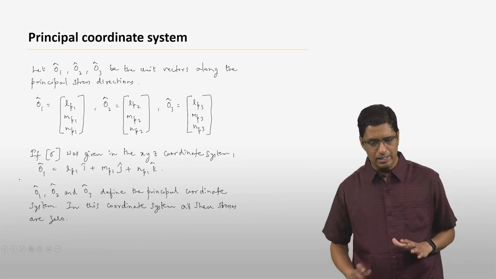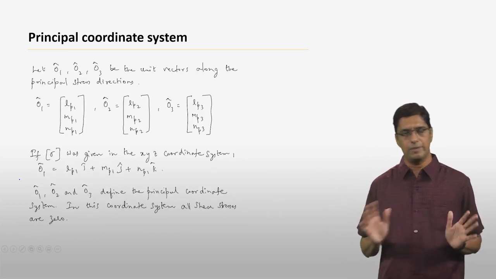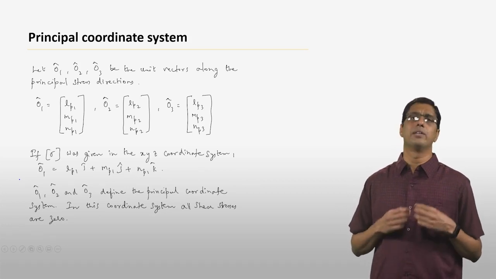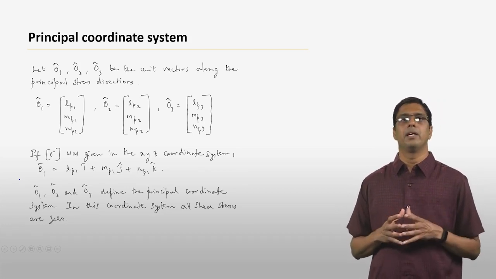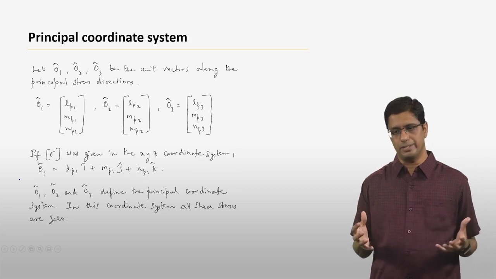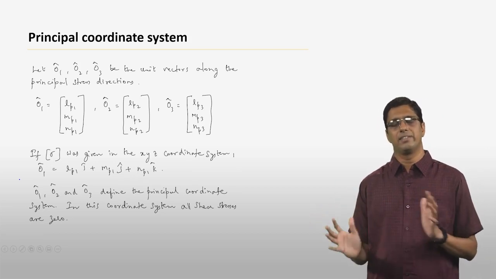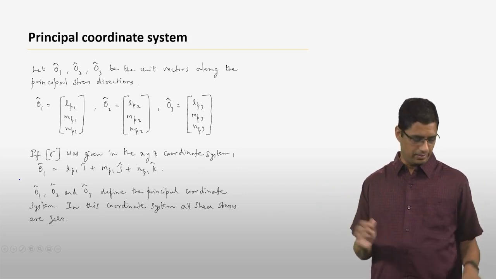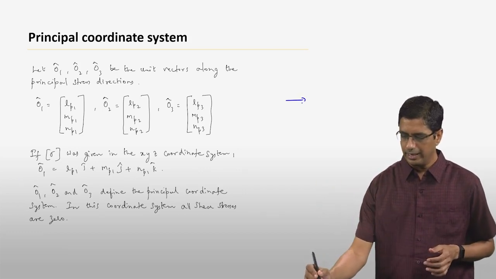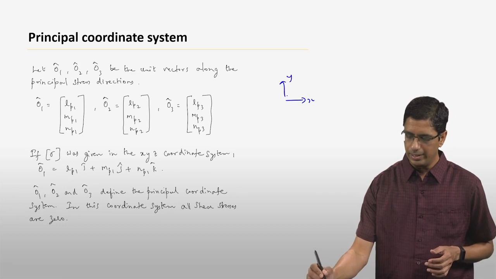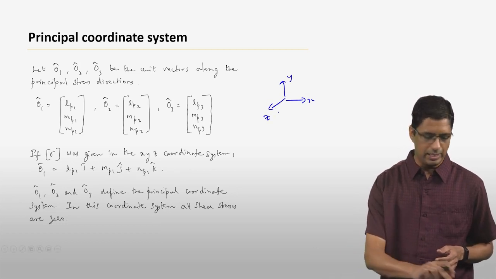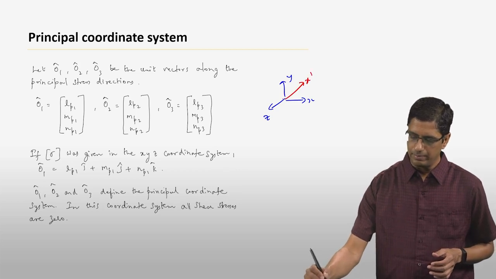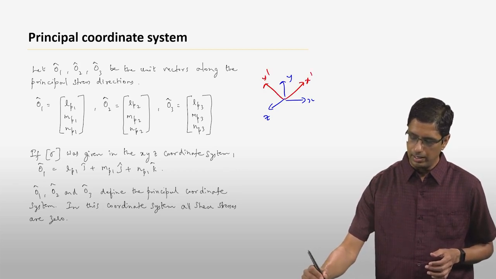Okay? So that is what we need to know about the invariance or stress invariance. Now let's go a little bit further and think about what is called a principal coordinate system. So when we started this 3D stress analysis, we looked essentially at two different coordinate systems, right? Something like, say, this is x, y, and z. And then we looked at a different coordinate system, say, x prime, y prime, and z prime.